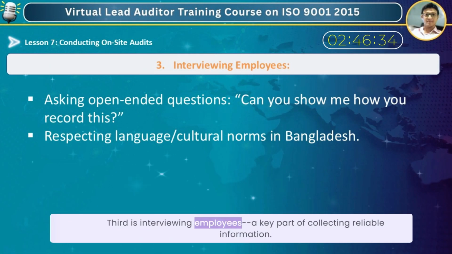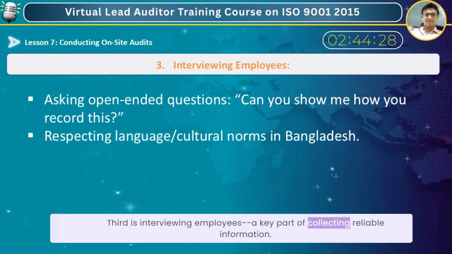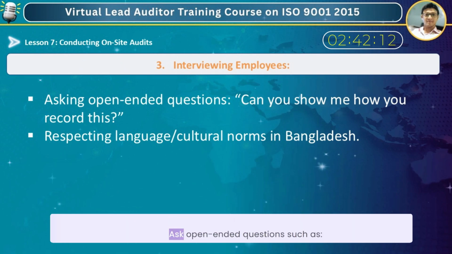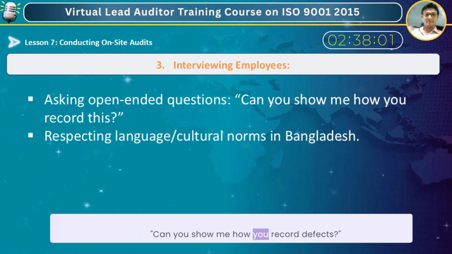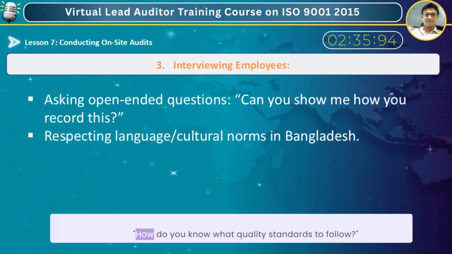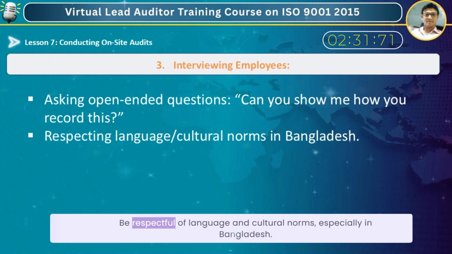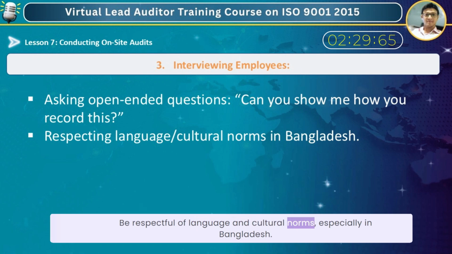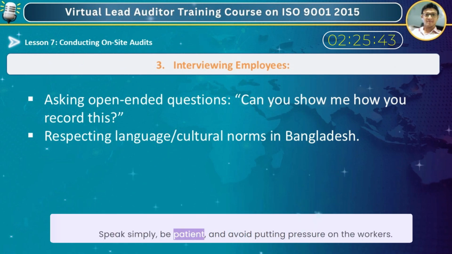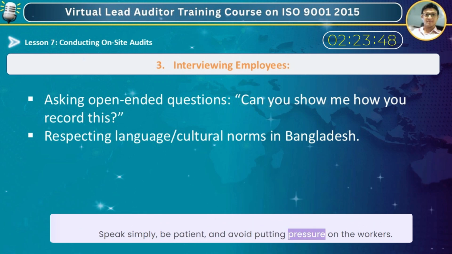Third is interviewing employees, a key part of collecting reliable information. Ask open-ended questions such as, can you show me how you record defects? How do you know what quality standards to follow? Be respectful of language and cultural norms, especially in Bangladesh. Speak simply, be patient, and avoid putting pressure on the workers.